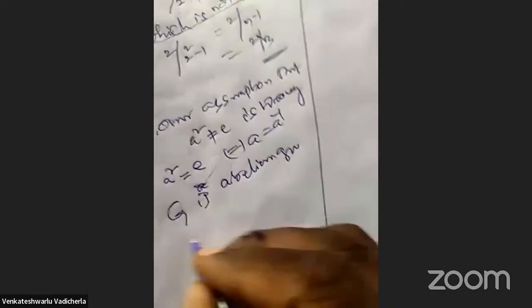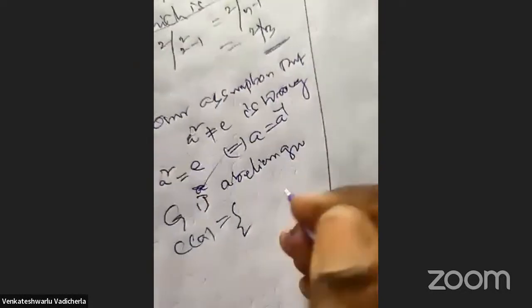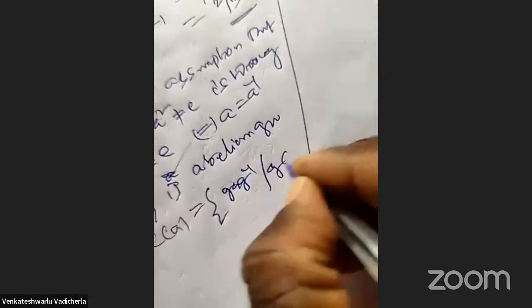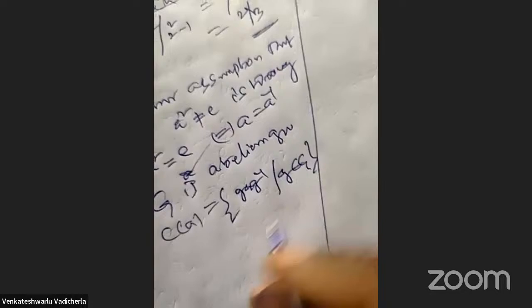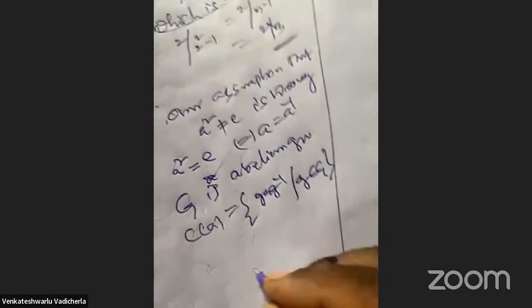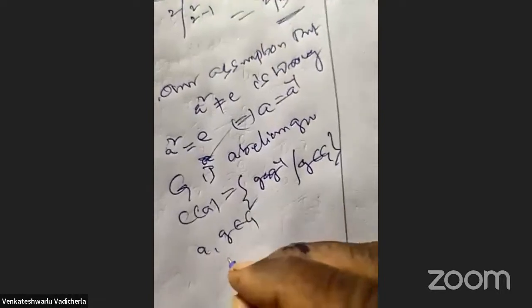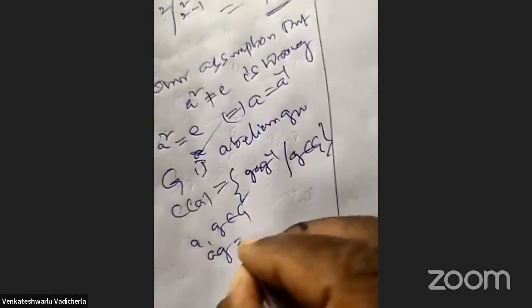So the conjugate class of A, by definition. What is the conjugate class of A? We apply G A G inverse, such that G is an element of G. G is an abelian group. The conjugate class of A is equal to G A G inverse, where A and G are elements of the group G. What is the abelian group definition? AG is equal to GA.